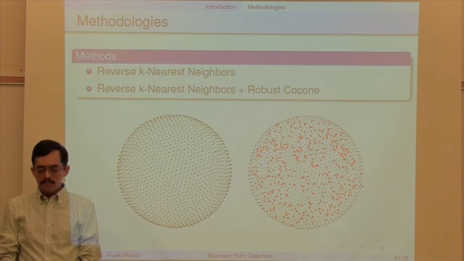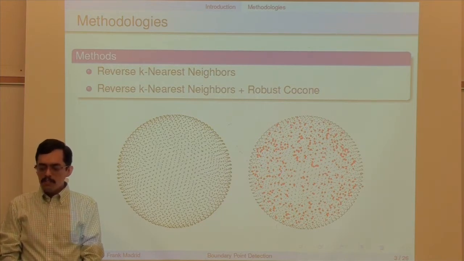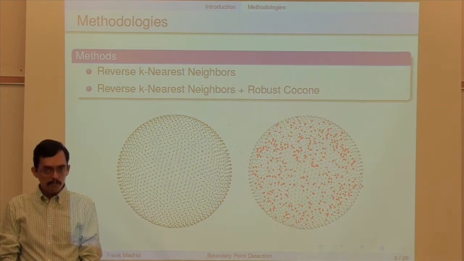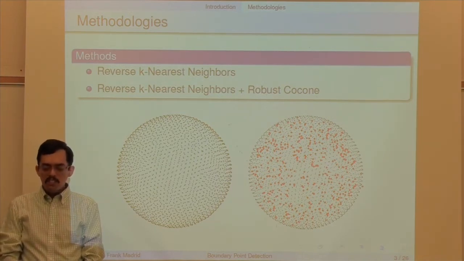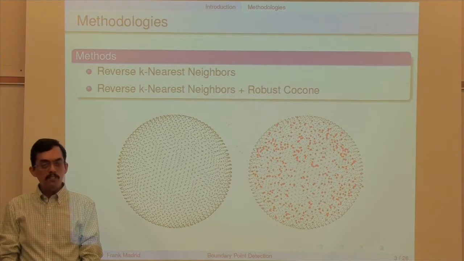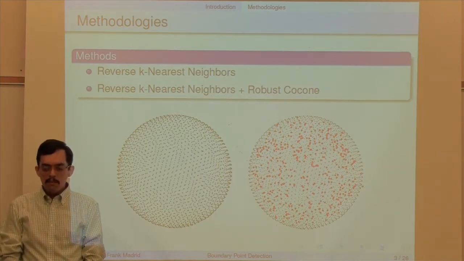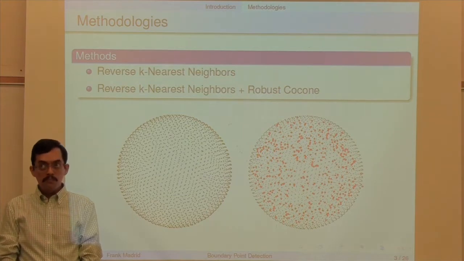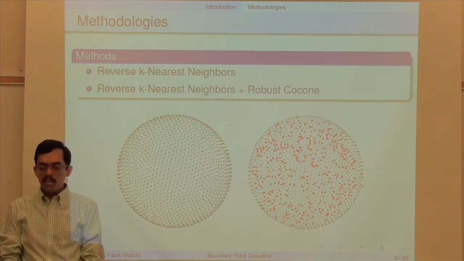Within this project, we implement a modification of the border algorithm, and we also ascertain whether implementing the robust Cocoon algorithm can allow us to further detect the boundary points of the sample.